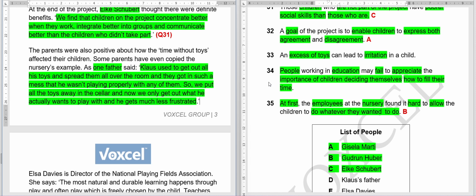Okay, time's up. Yes, there is our answer. Let's read the questions together. Excess of toys can lead to irritation in a child, or people in education may fail to appreciate this. Which is the answer? Yes, 33. D.